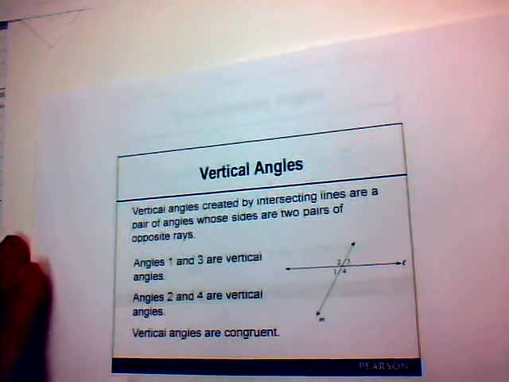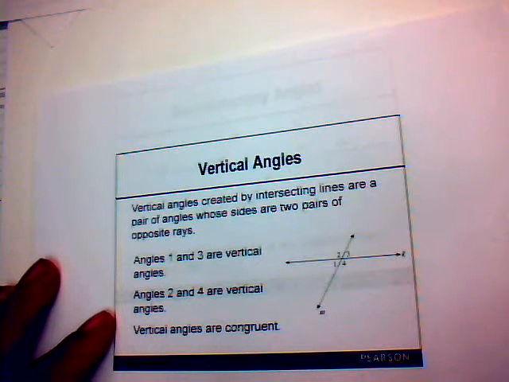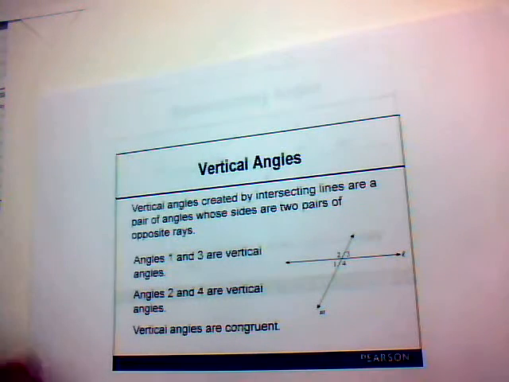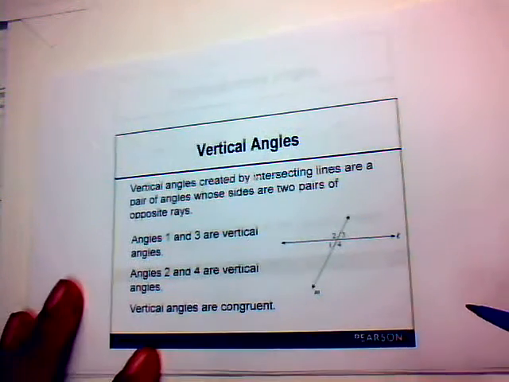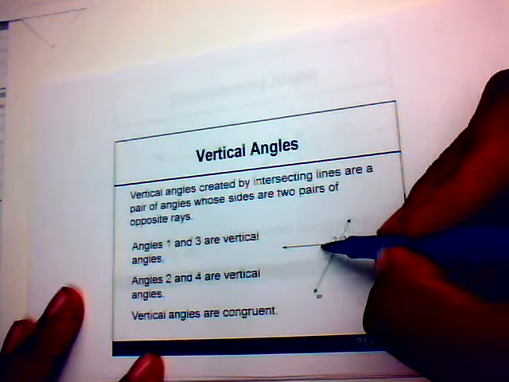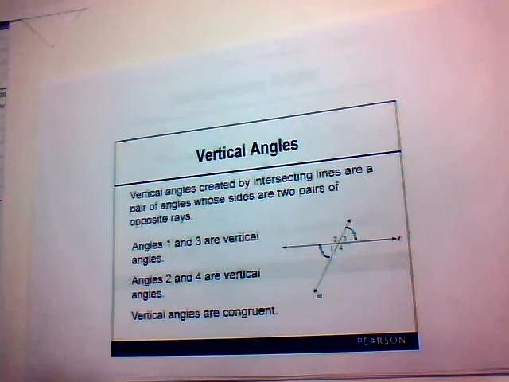Let's talk about what vertical angles are. Vertical angles are created by intersecting lines. Well, they're created by intersecting lines, but they are a pair of angles whose sides are two pairs of opposite rays. So in this example, let's say we have two lines, L and M. In this case, angle 1 and angle 3 are vertical angles, because those are a pair of angles whose sides are two pairs of opposite rays.